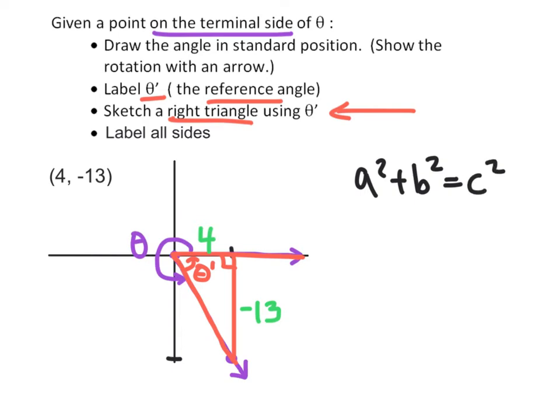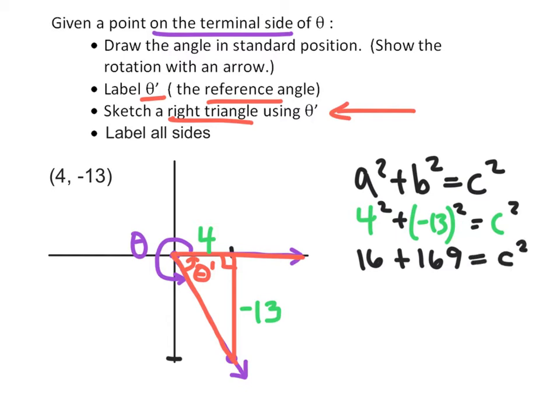If we know two sides of a right triangle, we can find the third side by using a squared plus b squared equals c squared. So let's go ahead and put our two sides in as 4 and negative 13, and we're finding the hypotenuse, which is c. So we have 4 squared plus negative 13 squared equals c squared, which will be our hypotenuse. Well, 4 squared is 16 plus negative 13 squared. Negative times a negative is positive, so this is going to be 169 equals c squared.